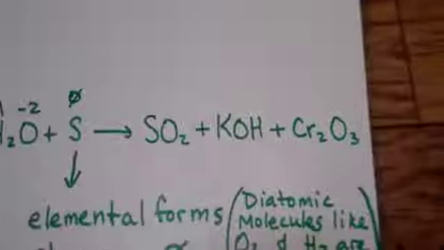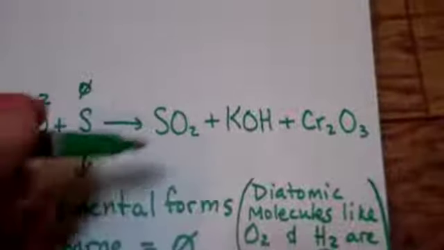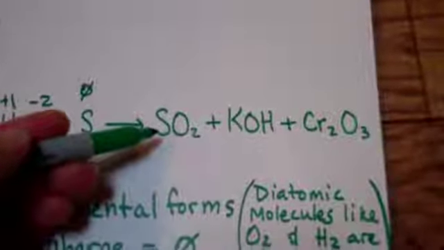And now we can go to the other side of the equation and assign oxidation states over there as well. So let's move over there. Okay, so now we've got SO2. So let's look at our sulfur dioxide.